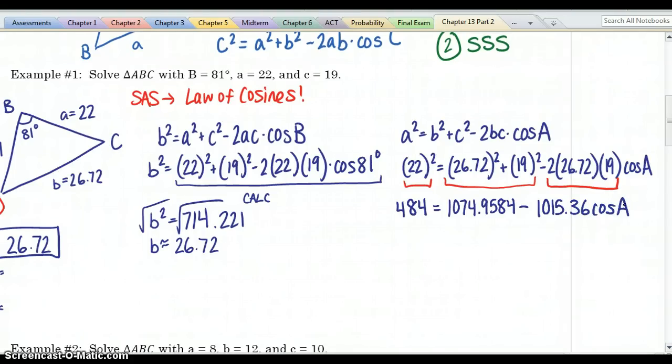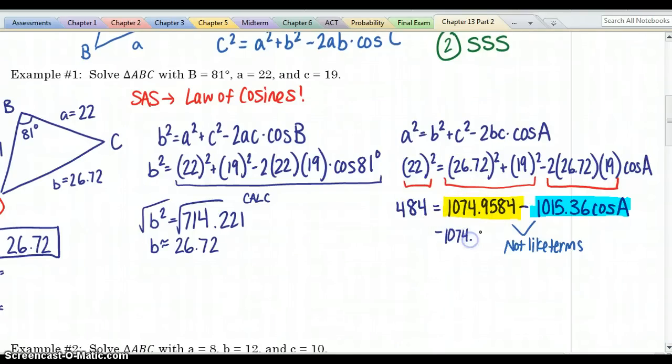Alright, the reason I did those in pieces is because if you take a look at these two parts, what you should really notice is that those are not like terms. And the reason that's important is you have to recognize I can't actually subtract that. This has a cosine of A attached to it. This one doesn't. So since they're not like terms, I can't actually subtract that.